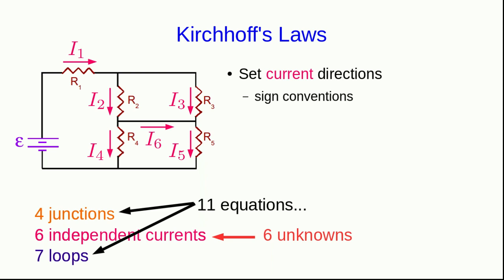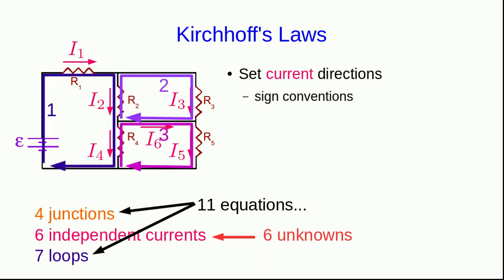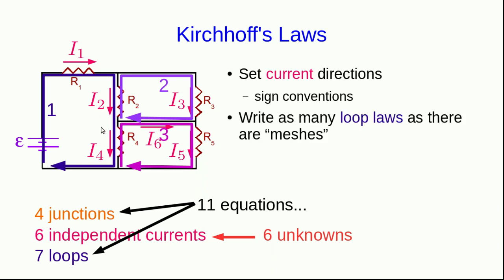Many of those equations will just be sums of other pairs of equations. A good rule of thumb is that for every hole in the circuit, or in fact what we call a mesh, there will be one useful loop law. This doesn't imply that you have to write the loop laws for these loops. It's just that because there are 3 meshes, these loops around holes in the circuit, there are only 3 useful loop laws.